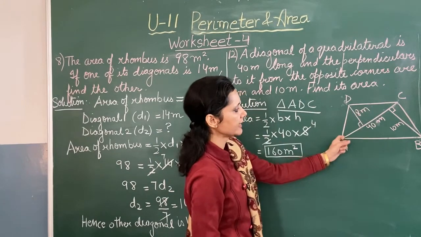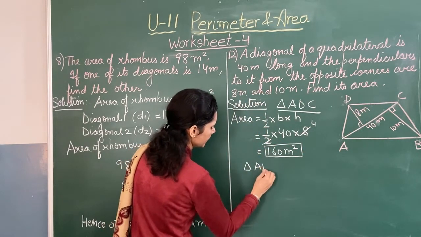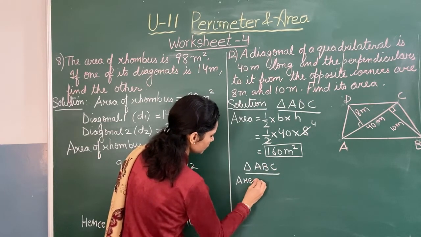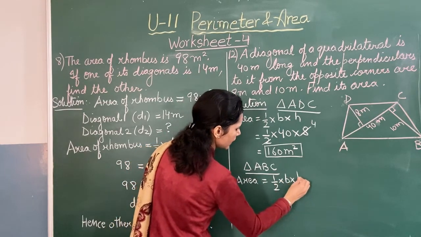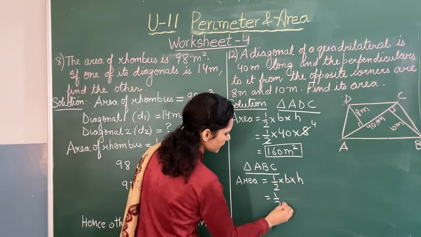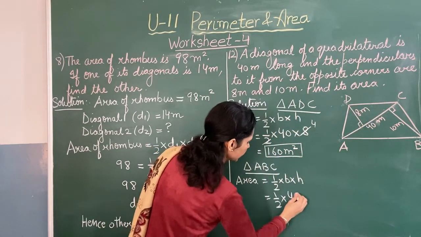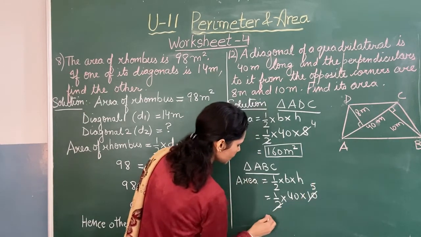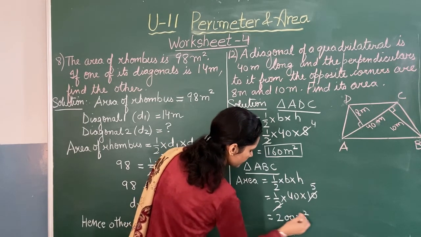Now let's give the heading as triangle ABC. Again the area of the triangle would be equal to half into base into height. What is the base of triangle ABC? It is 40 and the height is 10. Let's do the cutting. So this comes out to be 200 square meters.